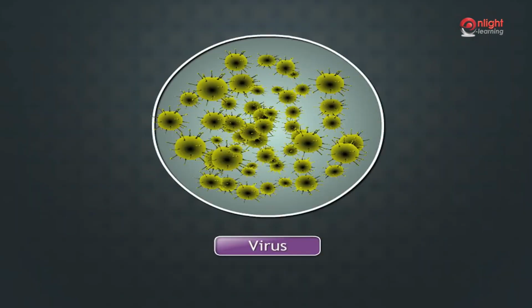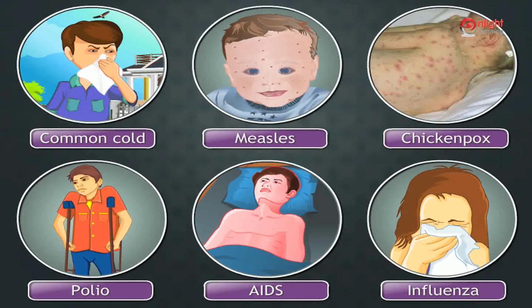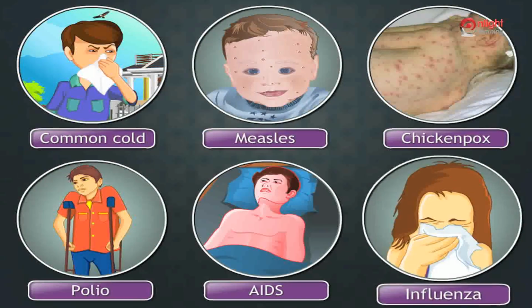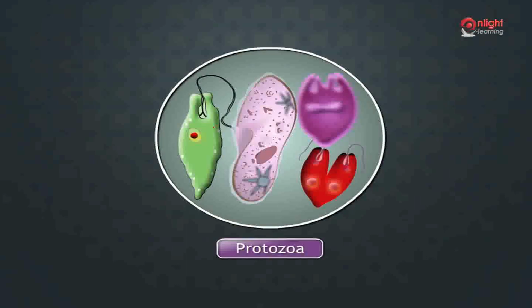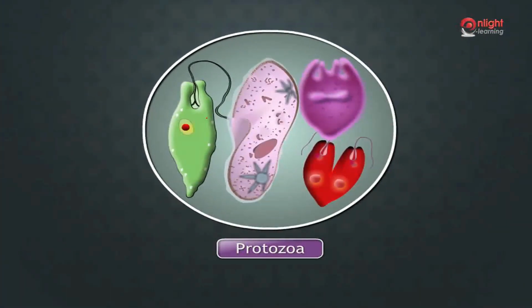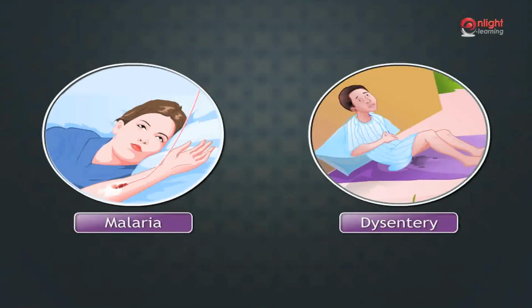The next type is virus. Virus is much smaller than bacteria. All viruses cause diseases. Viruses cause diseases like common cold, measles, chickenpox, polio, AIDS and influenza. Protozoa are bigger than bacteria. Some of these cause diseases. Protozoa cause diseases like malaria and dysentery.